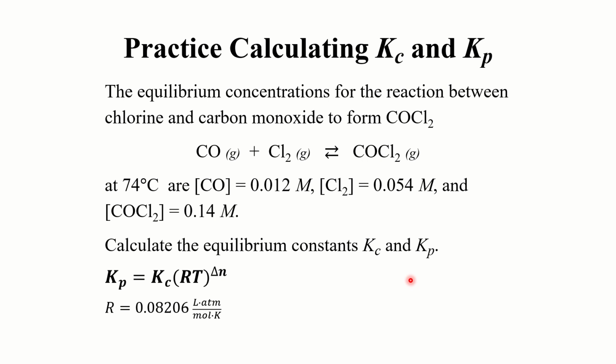All right, I would like you to try this problem on your own. The equilibrium concentrations for the reaction between chlorine and carbon monoxide to form COCl2 at 74 degrees Celsius are CO equals 0.012 molar, Cl2 equals 0.054 molar, and COCl2 equals 0.14 molar. Calculate the equilibrium constants Kc and Kp.